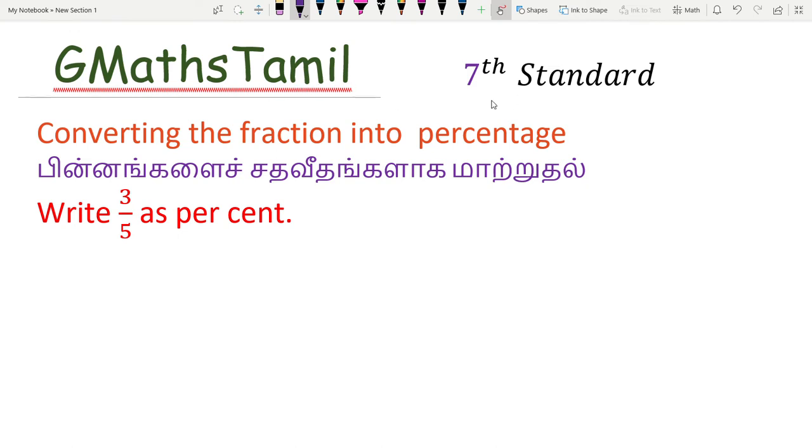Today we are going to see 7th standard conversion, converting the fraction into percentage.